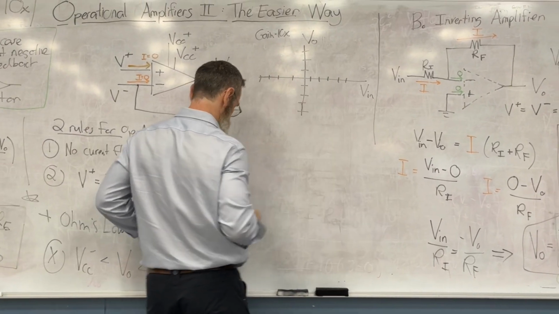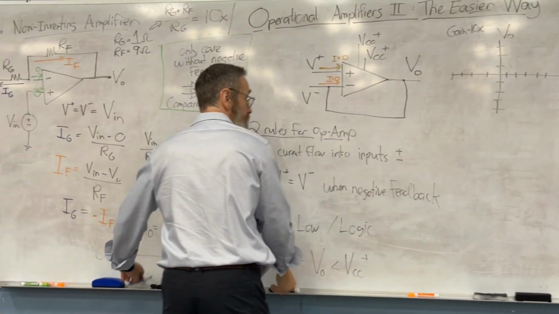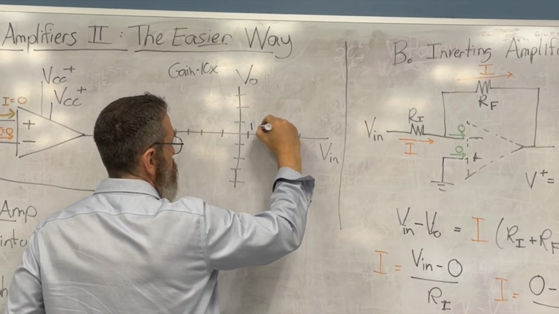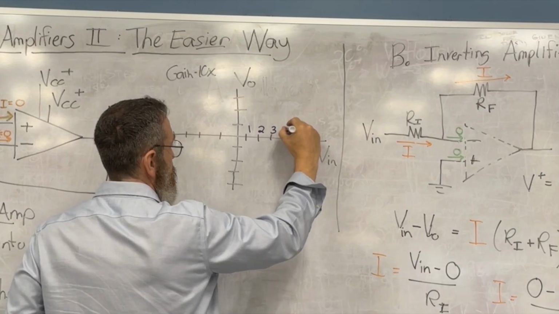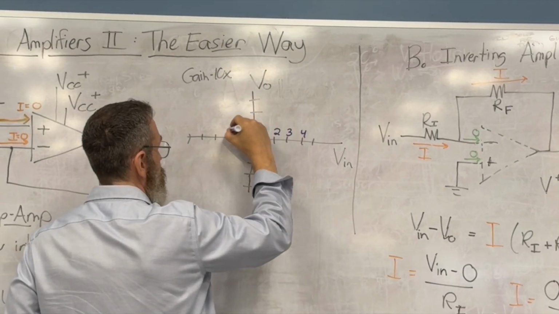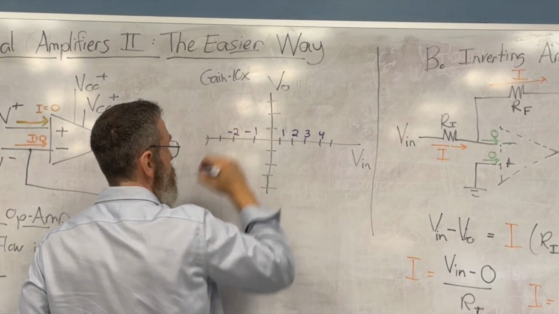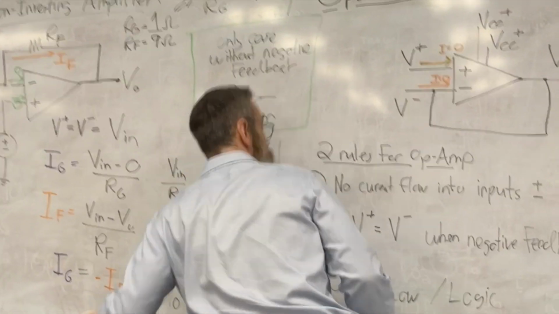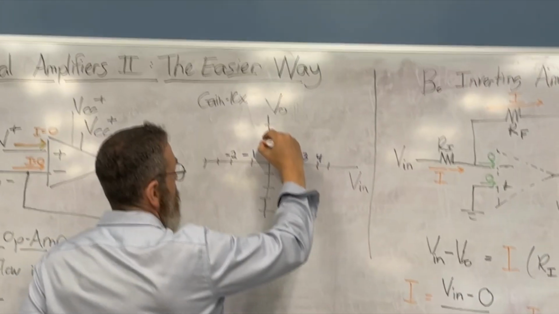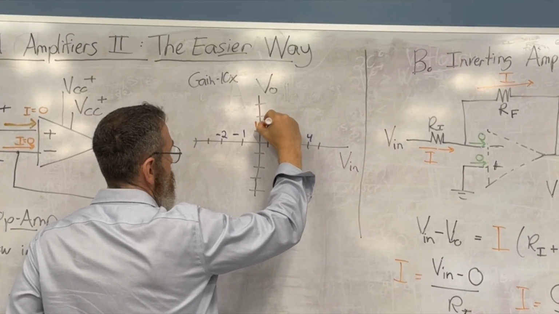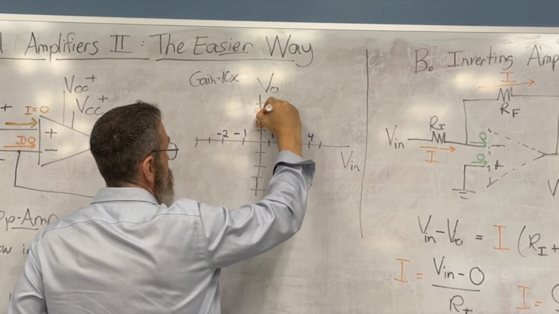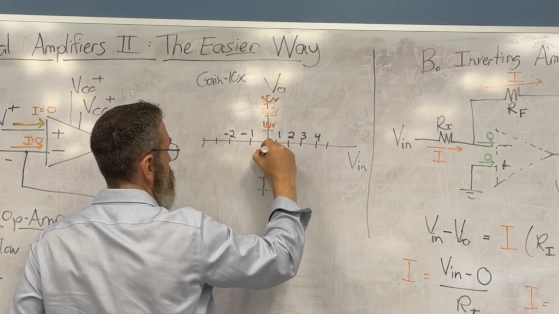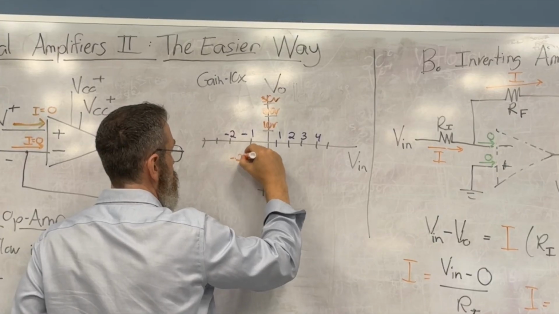I'm going to call this 1, 2, 3, 4. Right here, I'm going to put minus 1, minus 2. And here, on this axis, in a different color, because I've made it really crowded, I'm going to call this 10 volts, 20 volts, 30 volts, minus 20.